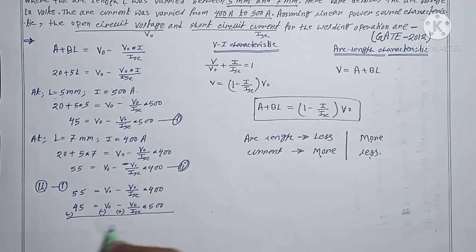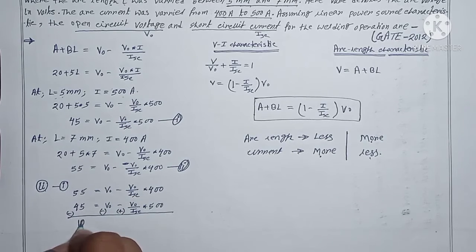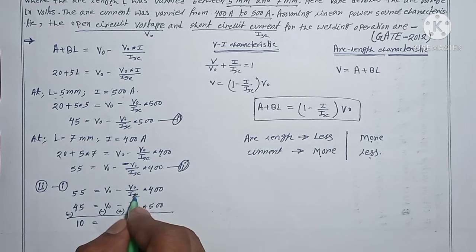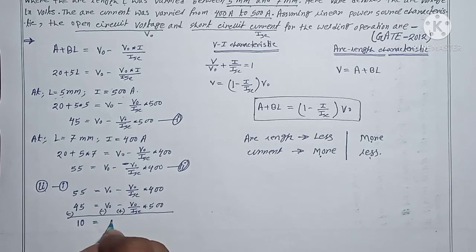So 55 minus 45 is 10, and the V naught terms cancel out. Here 400 V naught by ISC subtracted from 500 V naught by ISC, so we actually get V naught by ISC into 100.